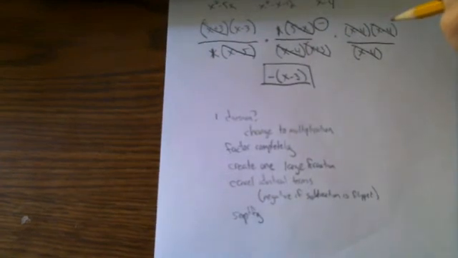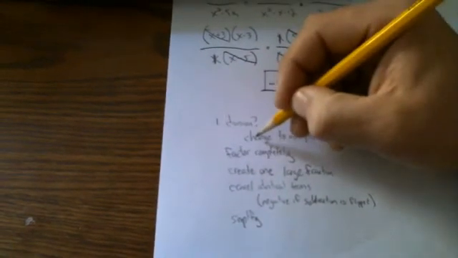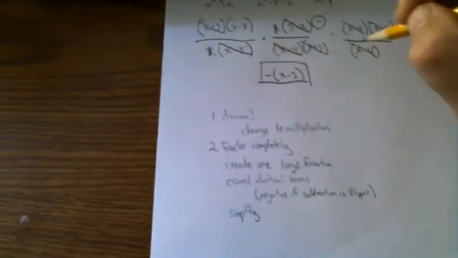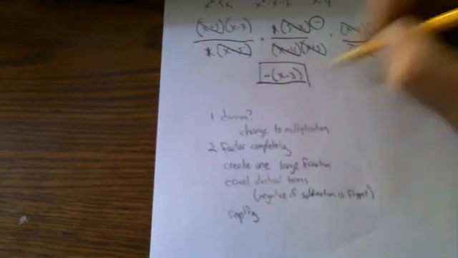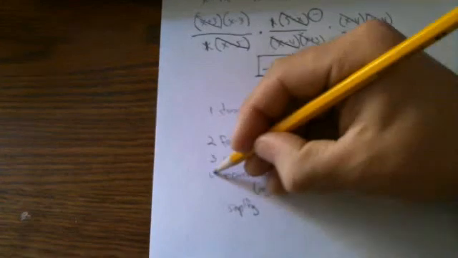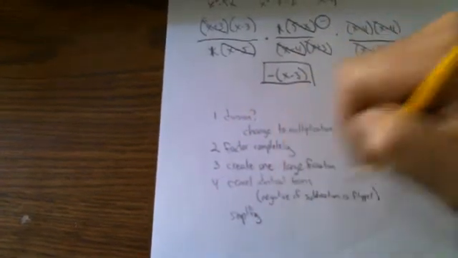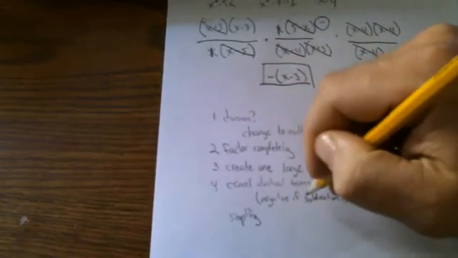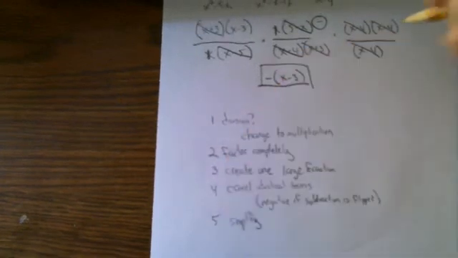Step 1, do you have division? If so, change to multiplication. Step 2, factor everything completely, creating one large fraction. Look for terms to cancel. Careful with the negative if subtractions flip. And then simplify if possible.